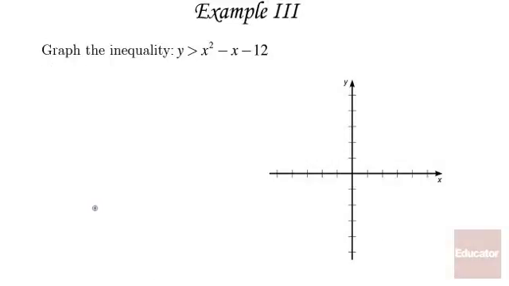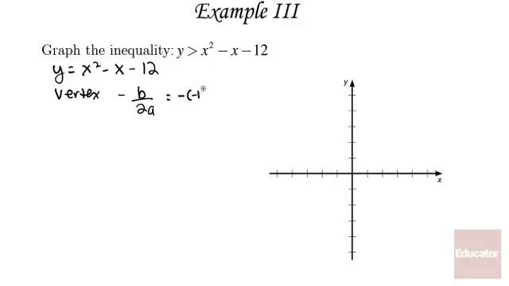Okay, now graph the inequality. First, graph the corresponding quadratic equation. And I have y equals x squared minus x minus 12. And I'm going to start out by finding the vertex at negative b over 2a, which equals, b is negative 1, so it's negative 1 over 2, a is 1.